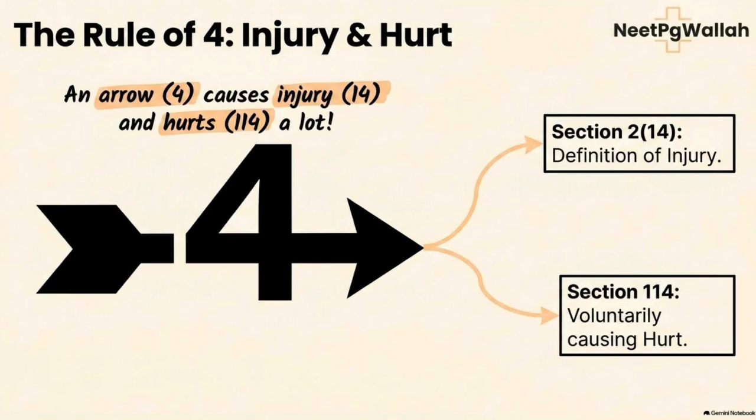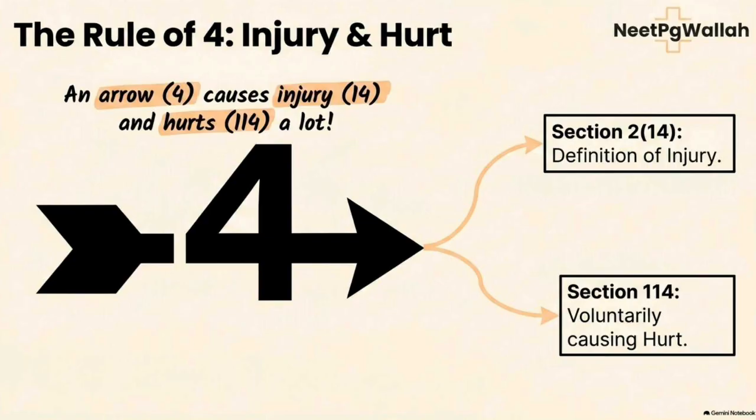First up is the rule of 4. I want you to picture an arrow in your mind. An arrow looks kind of exactly like the number 4, right? Now, what does an arrow do? It causes an injury, and well, it hurts a lot. So for the general definition of injury, think of that arrow, which points us directly to Section 2, subsection 14. Keep in mind, Section 2 is where all the definitions live.